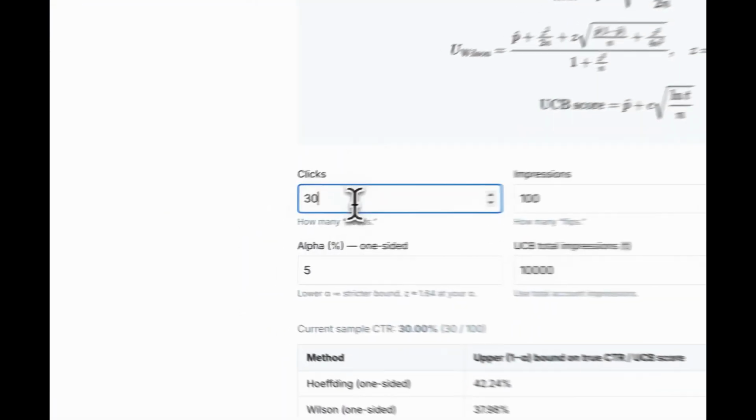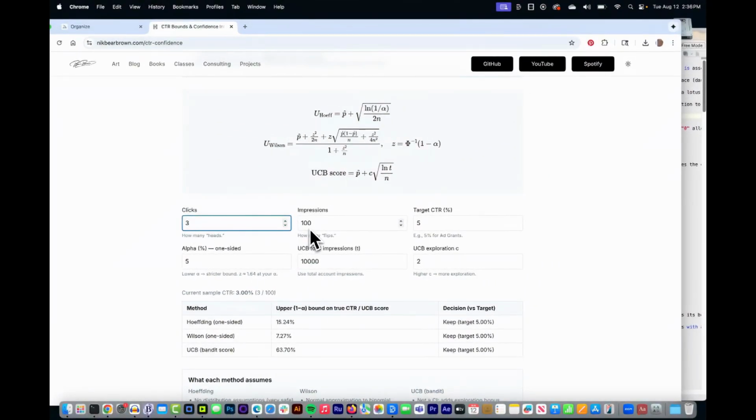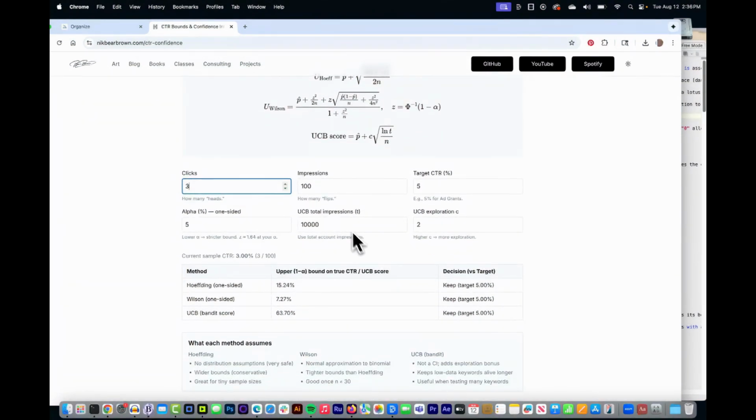I have a little calculator here for you. What this does is you put in the number of clicks you got and the number of impressions. So you would expect if you got 3 clicks from 100 impressions, your click-through rate is 3%. However, because this isn't that many impressions, it's possible within a reasonable range for your true click-through rate to be 15% according to Hoeffding and 7% according to Wilson, which are 2 statistical tests. Wilson is typically more conservative than the Hoeffding bound and better on smaller sample sizes.